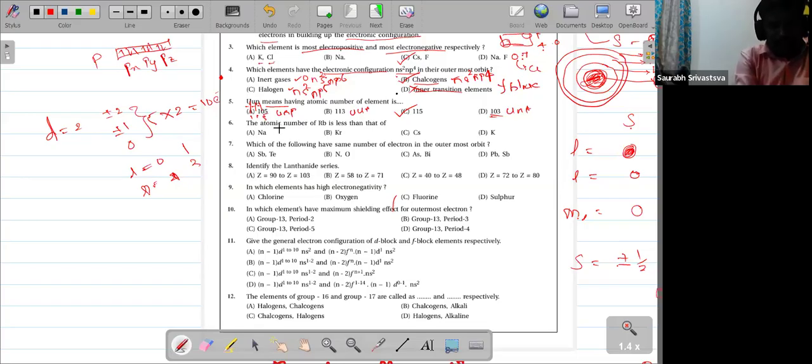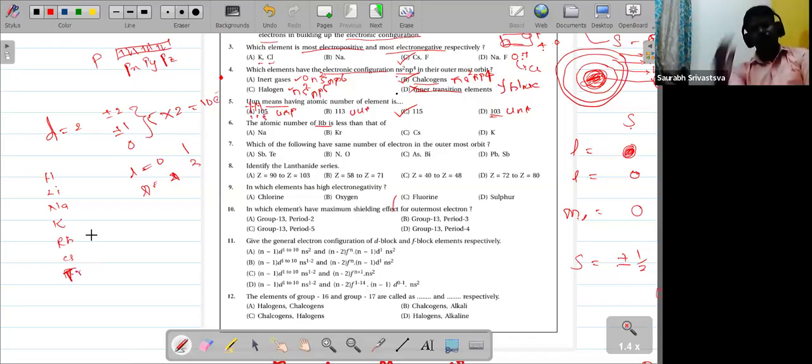And next question. The atomic number of rubidium is less than that of which one among the following? So which is the one with the higher atomic number? We can write the elements. First one is hydrogen. Second one is lithium. Third one is sodium. Fourth one is potassium. And fifth one is rubidium and cesium. Last, francium. These are the elements that exist in the same group.